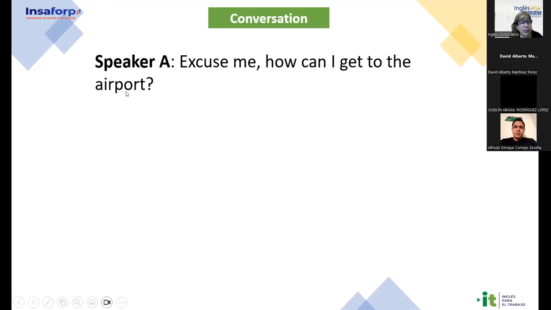Here, if you have different places, you can say, how can I get to the bank? How can I get to the park? How can I get to the museum? How can I get to the school? How can I get to the restaurant? And questions asking about how to get. So the verb get, in this case, get is llegar. How can I get? Como llegar a un lugar que anda buscando.